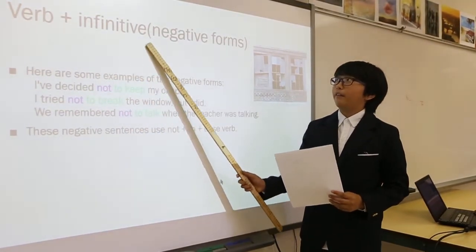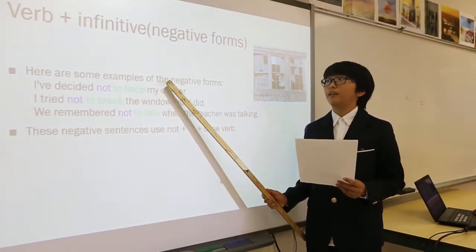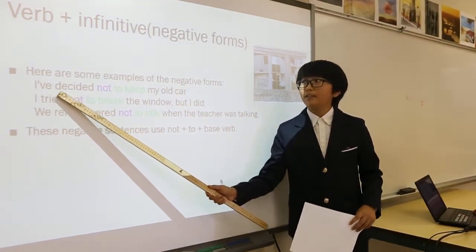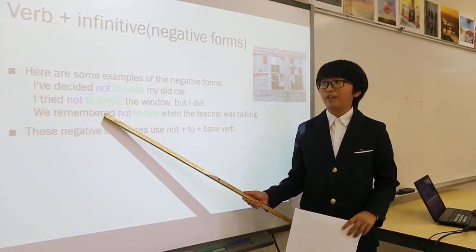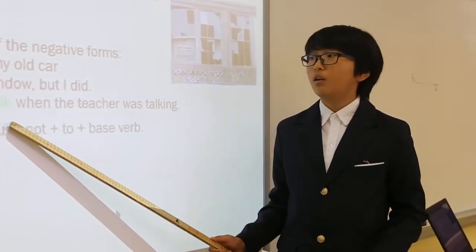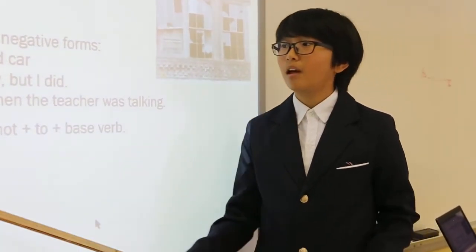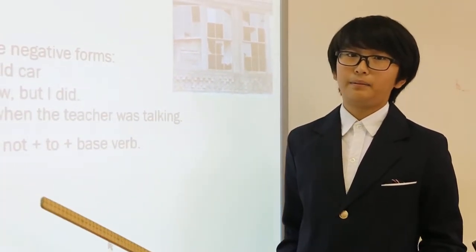Verb plus infinitive negative forms. Here are some examples of the negative forms. I've decided not to keep my old car. I tried not to break the window, but I did. We remembered not to talk when the teacher was talking. These negative sentences use not plus to plus base verb.